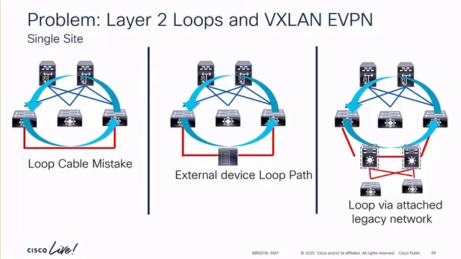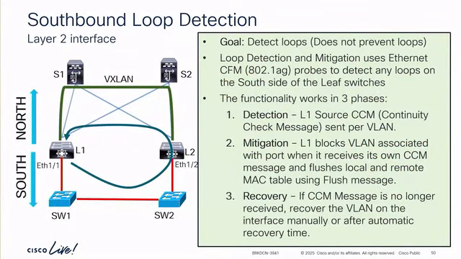Then I decided I'm going to use multi-site VXLAN EVPN. I extended the same VLANs across both of them. I forgot to decommission it from the old one, right? So those things happen. I'm sure you guys have hit it. So now the thing is, how do we deal with it?